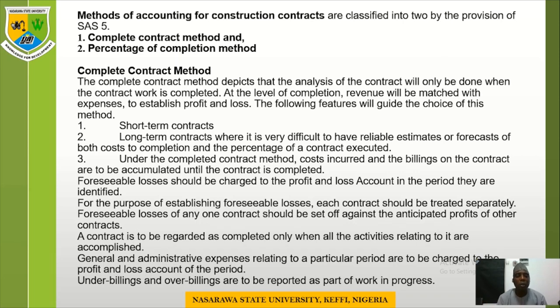Another condition is that foreseeable losses should be charged to the profit and loss account in the period they are identified. So, for the purpose of establishing foreseeable losses, each contract should be treated separately. Foreseeable losses of any one contract should be set against the anticipated profit of other contracts. A contract is to be regarded as complete only when all the activities relating to it are accomplished. General administration expenses relating to a particular period are to be charged to the profit and loss account of the period. Under billing or over billing are to be reported as part of work in progress.